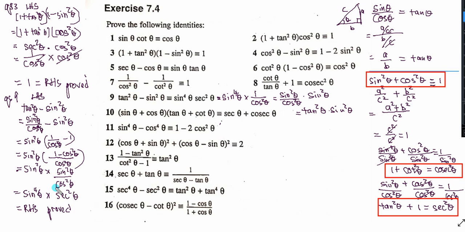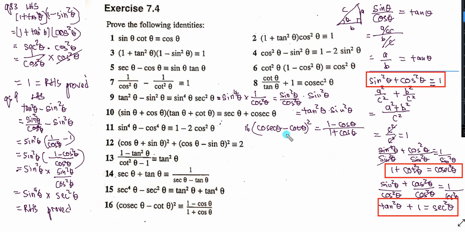Okay? Now, let's look at the harder question, maybe question 16. Cosecant theta minus cotangent theta, squared, must equal 1 minus cosine theta over 1 plus cosine theta.